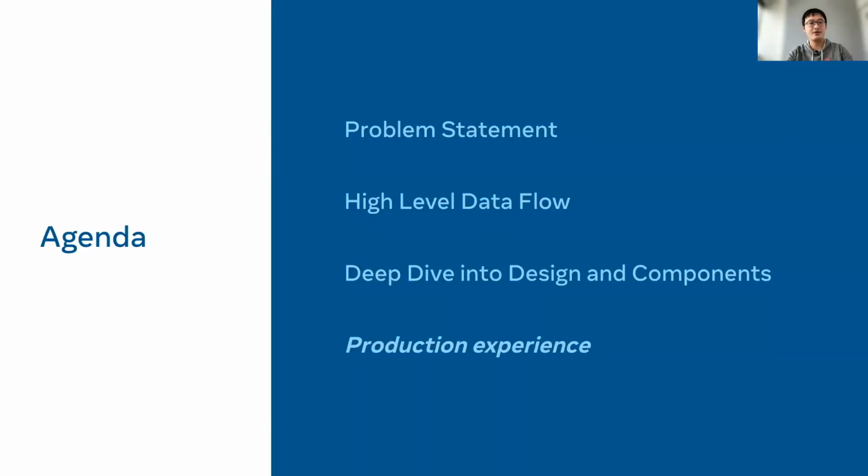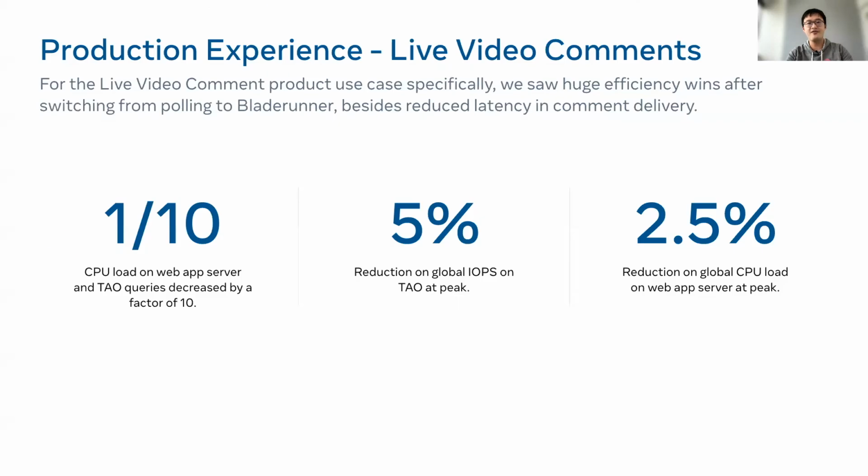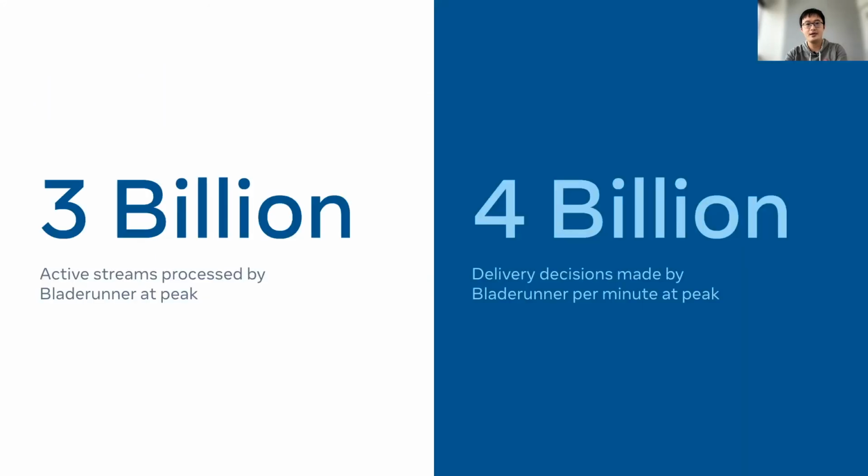Now, onto our production experience. For the live video comment product use case specifically, we saw both reduced latency in data delivery and huge efficiency wins after switching from polling to Bladerunner. For the use case alone, CPU load on the web application server and the number of TAO queries decreased by a factor of 10. Globally, there is a 5% reduction of TAO IO ops at peak, and global CPU load on the web application server also reduced by 2.5% at peak.